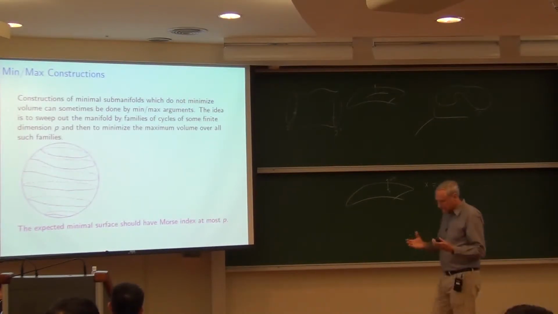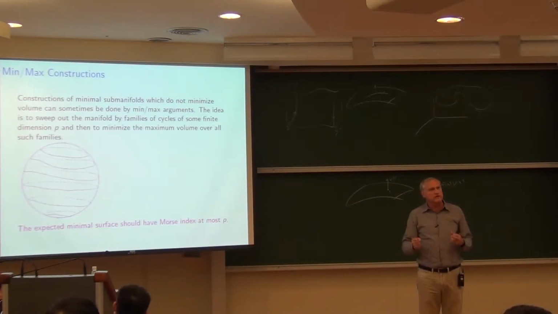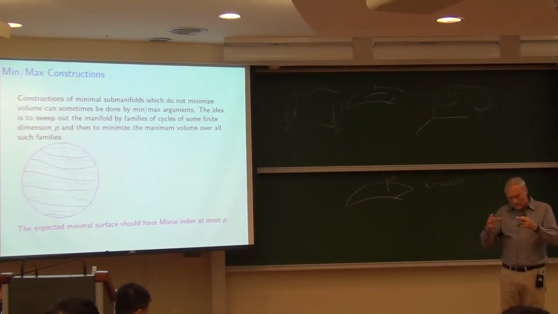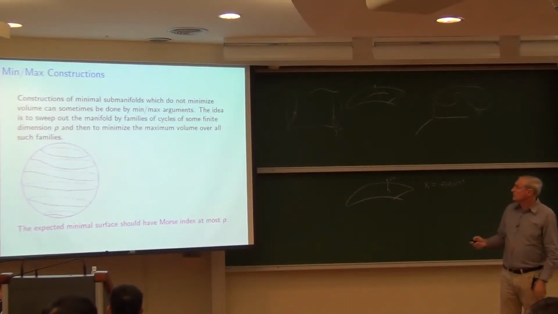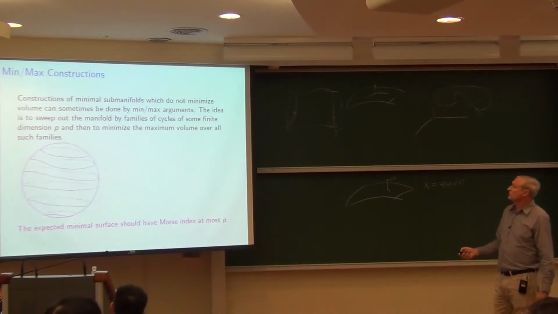Okay, and so you can at least intuitively see that there's some sort of non-trivial family of curves which does that, and then you can try to construct an index 1 minimal surface by taking any such family and maximizing the volume in the family and then minimizing over all families. So you would expect then to get a solution whose Morse index is at most p, if you had a p-parameter family. So here p is 1.